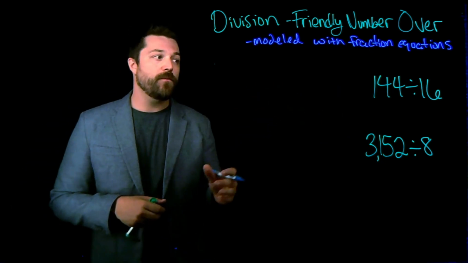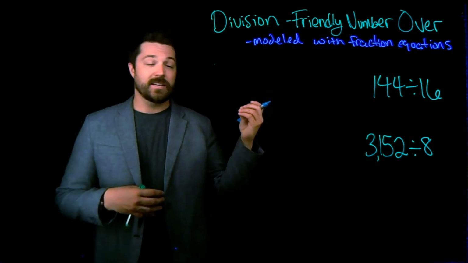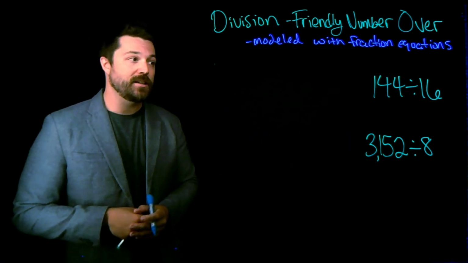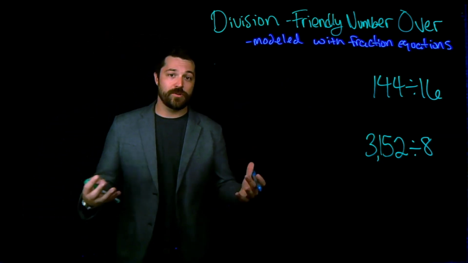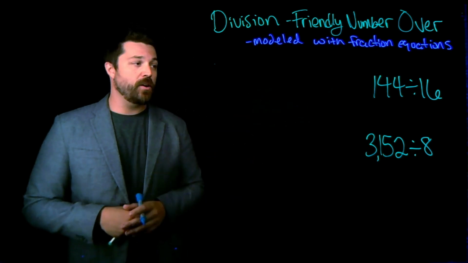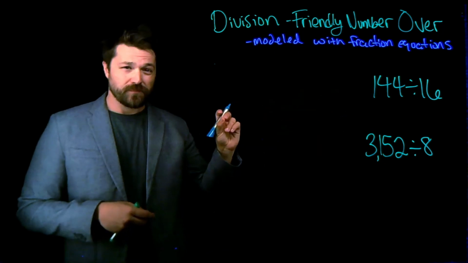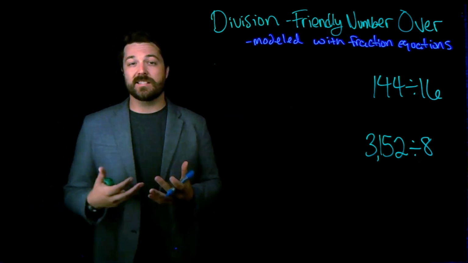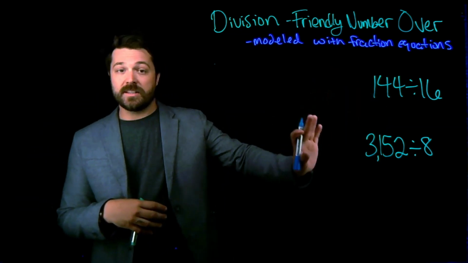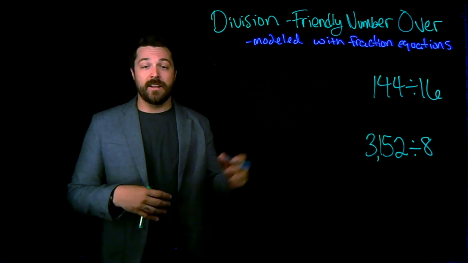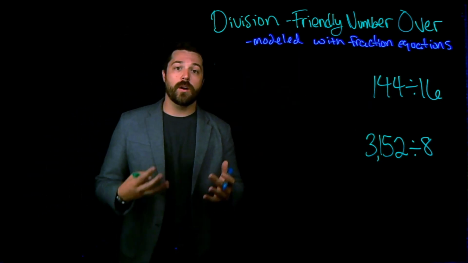So 144 divided by 16. This is a division expression that students in fourth grade would have to deal with. And so we're going to look at how to think about that with an over strategy. And I think this is a great candidate for the over strategy because I notice that 144 is really close to 160. And the reason that I'm thinking that's important is because if I scale up 16 by 10, 16 times 10 is 160. So I want to think 160 and then work my way back.